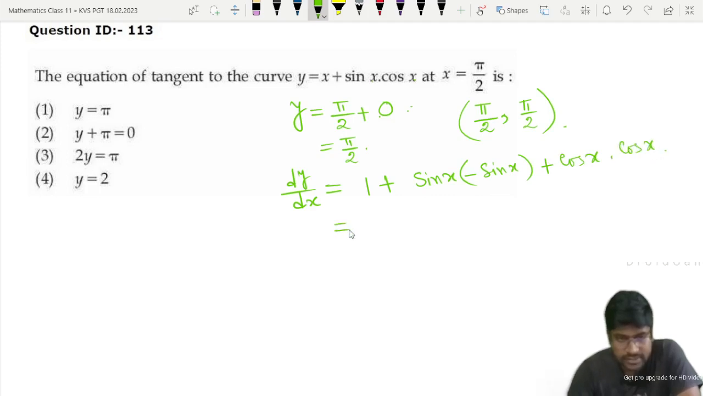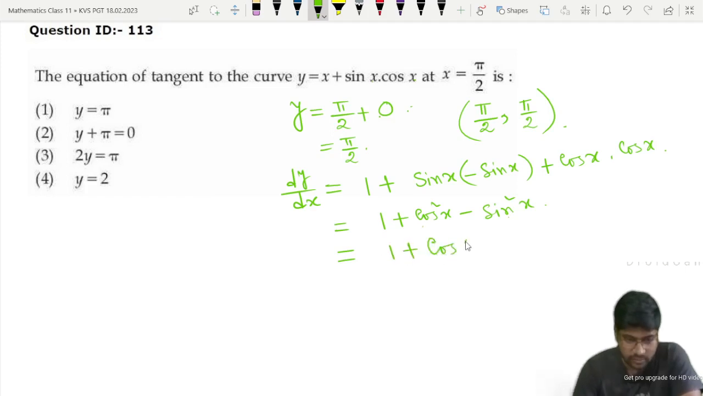So this is dy/dx. This is 1 plus cos square x minus sin square x. Now cos square x minus sin square x, we know it is equal to cos 2x. That is the formula for cos 2x. So this is our dy/dx.